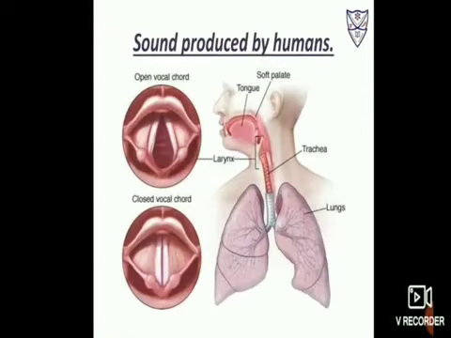Now students, let us discuss how sound is produced. When the lungs force the air through the slit, what will happen? The vocal cords vibrate, and when they vibrate, it results in the production of sound. Muscles attached to the larynx can make the cords tight or loose. When vocal cords are tight and thin, sound is of higher pitch, and on the other hand, when vocal cords are loose and thick, then sound is of low pitch.